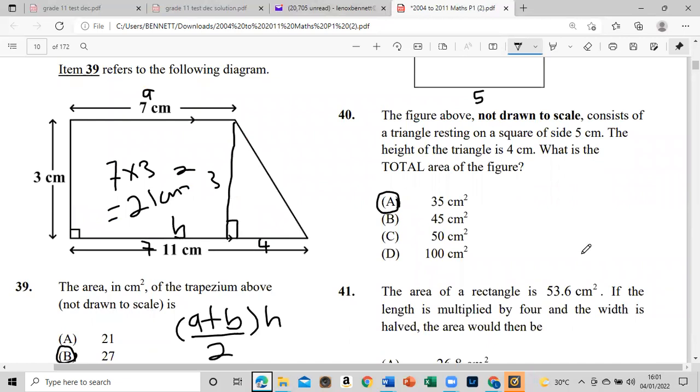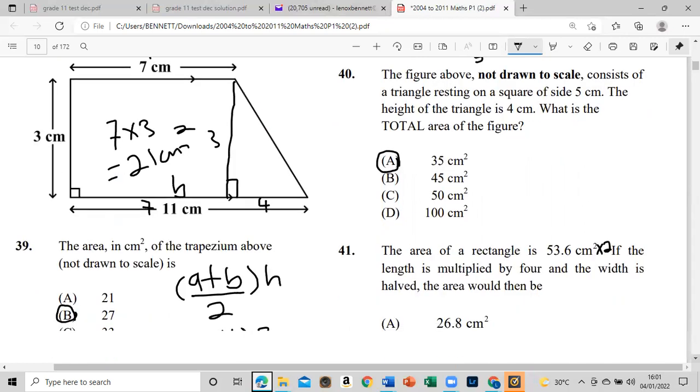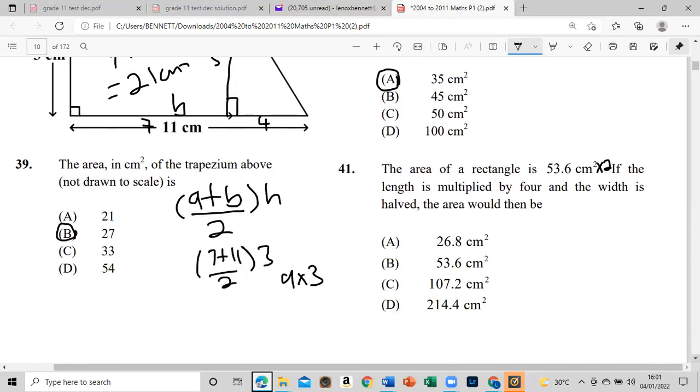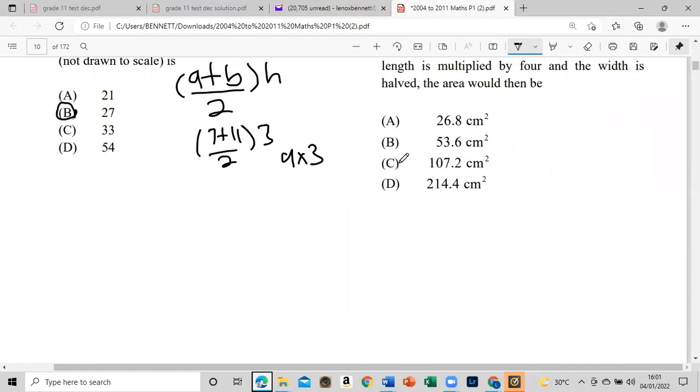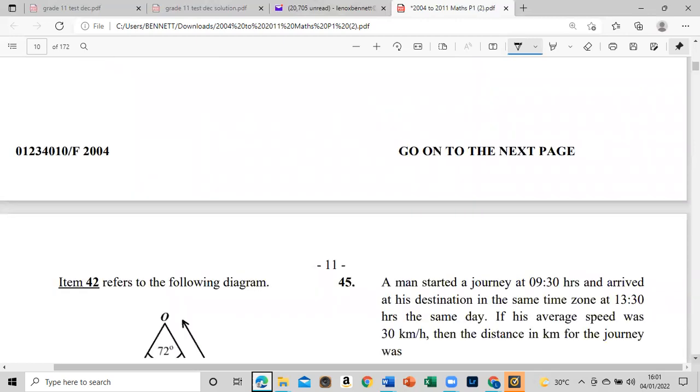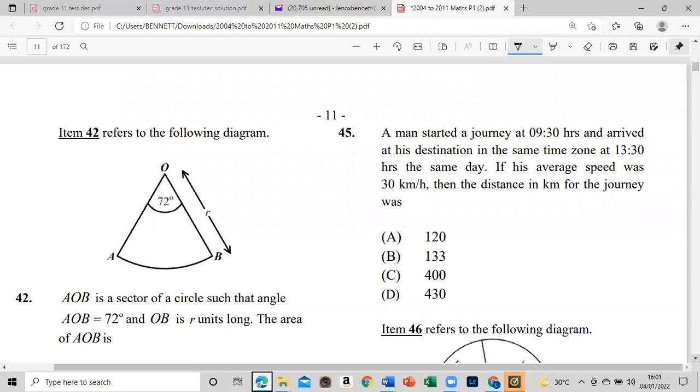The area of a rectangle is 53, if the length is multiplied by 4 and the slope is half. And let's double it. Let's double this. 2, 3, 6. All of that, you just have to double. No matter what, I'm going to show you. That's 4 divided by 2.